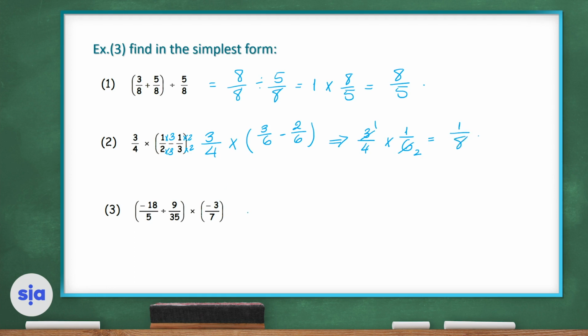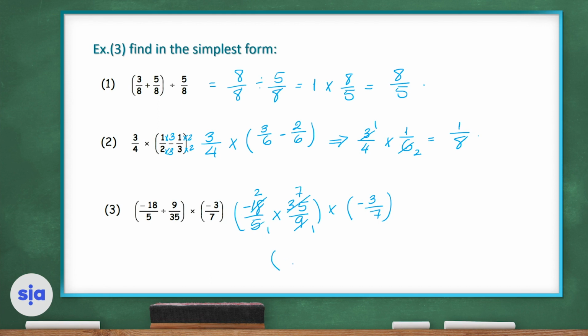Question 3. Negative 18 over 5 divided by 9 over 35, it will be multiplied by 35 over 9. And all of this multiplied by negative 3 over 7. Divided by 9, it's 1. Divided by 9, it's 2. Divided by 5, it's 7. Divided by 5, it's 1.